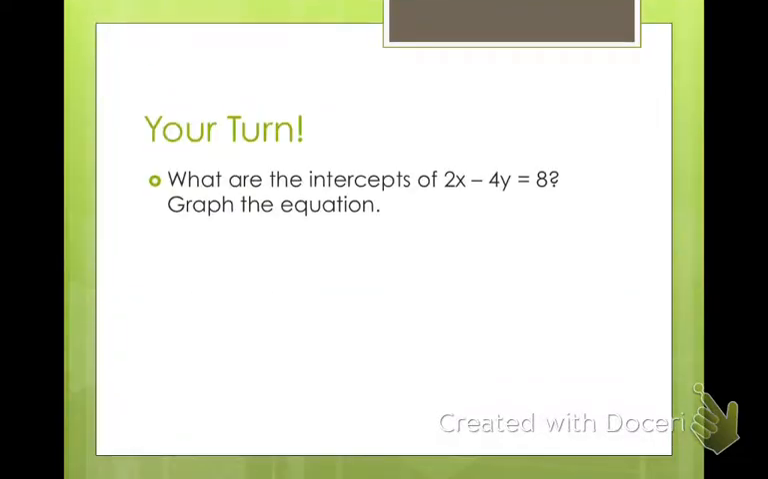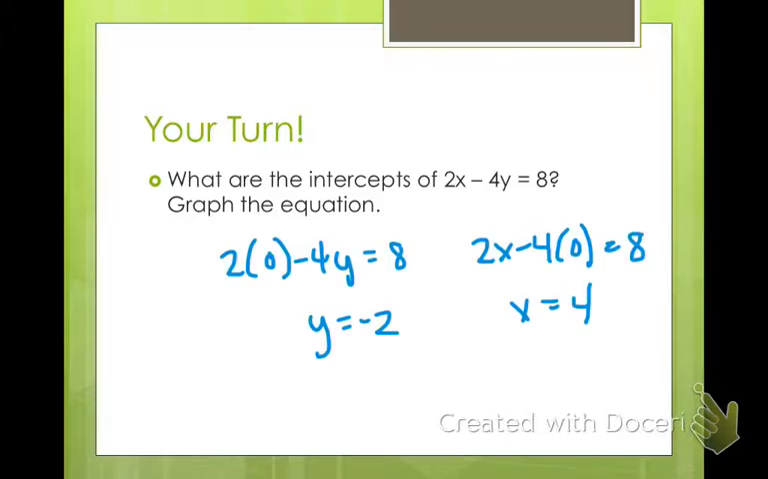Okay, go ahead and find just the intercepts of this one, and I'm going to trust that you'll be able to put them on a graph. Alright, I got my y-intercept at negative 2 and my x-intercept at 4. Hopefully that's what you got too.